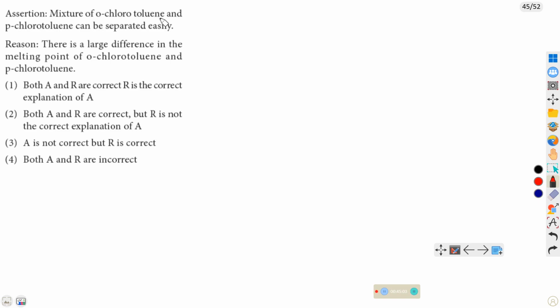Mixture of orthochlorotoluene and parachlorotoluene can be separated easily. Correct. The large difference in the melting point of orthochlorotoluene and parachlorotoluene. This is also correct. A is true, R is true, R is the correct explanation of A. It can be separated by fractional crystallization. In the last paper, I explained fractional crystallization clearly.